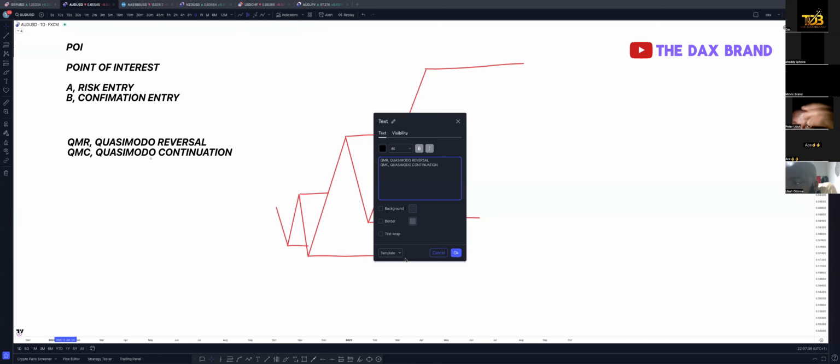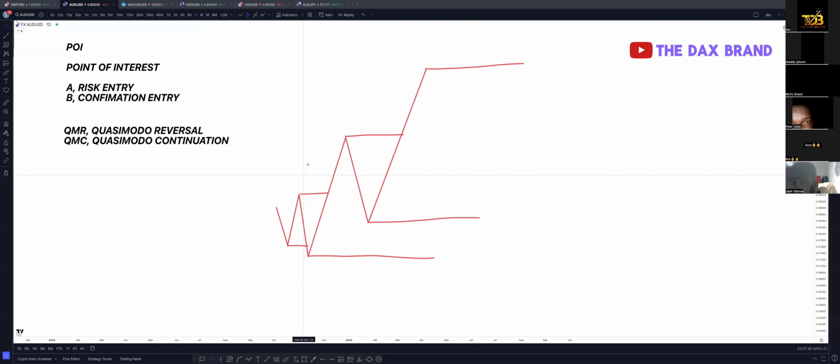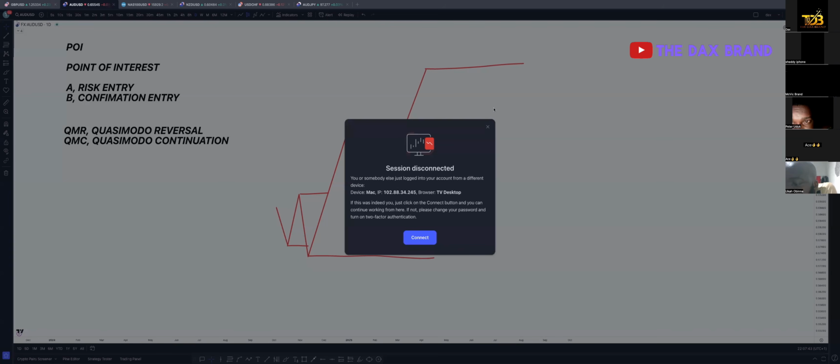Now, please take note here of everything I'm telling you guys now. So it came out Quasimodo Reversal. Basically, you see, price is actually.